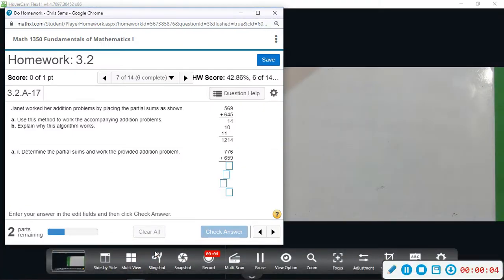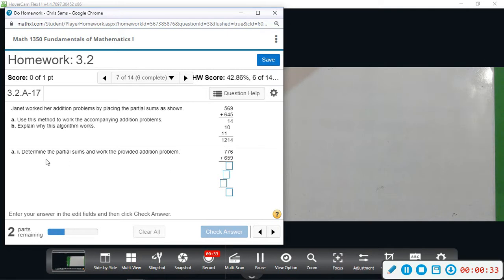Okay, number 7, it says Janet worked her addition problems by placing partial sums as shown. So what's going on here is we're adding up the ones only and writing that sum down, adding up the tens position, writing that sum down, and notice they scoot over to start in the tens place, and then they're adding up the hundreds positions and writing those numbers down. And then finally they will just add up down the columns.